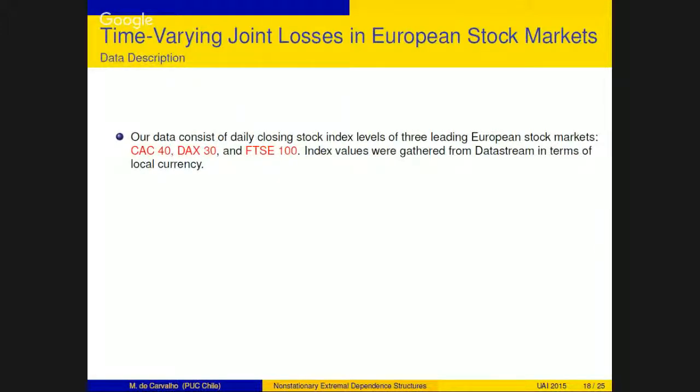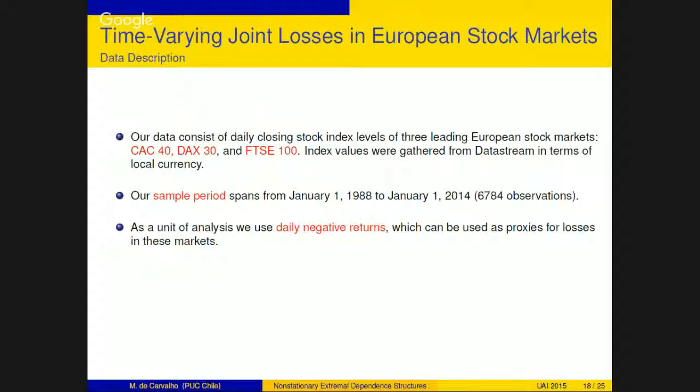So the data consists of three stock market indices: the CAC 40, the DAX 30, and the FTSE. CAC is the French one, the DAX is the German one, and the FTSE is the one from the UK, and the data were gathered from DataStream. We have data from 1988 to 2014, so that includes the recent 2008-2009 financial crisis, which is challenging by many standards. And we use daily negative returns, which can be used as proxies for these markets.